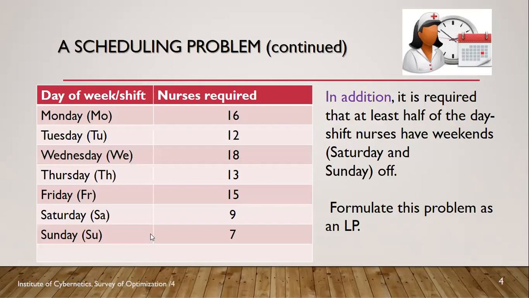Now, let's consider this table. Okay, so what does this information tell us? First, it says that on Monday, it is required to have at least 16 nurses in a shift. On Tuesday, at least 12 nurses in a shift. On Wednesday, at least 18 nurses in a shift. And so on with 13, 18, 9, and 7, which reflect the requirement for nurses on Thursday, Friday, Saturday, and Sunday accordingly.